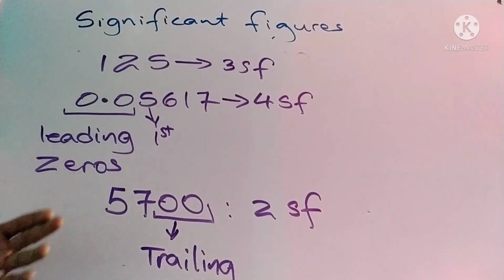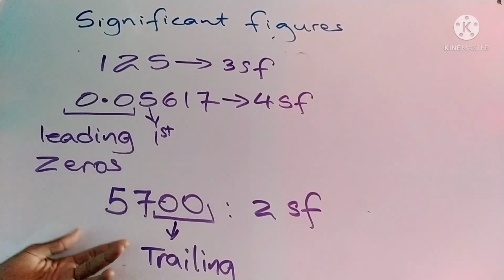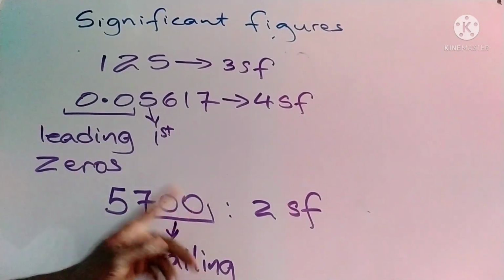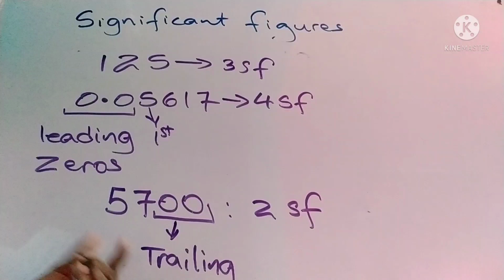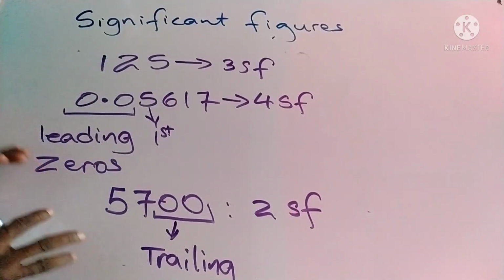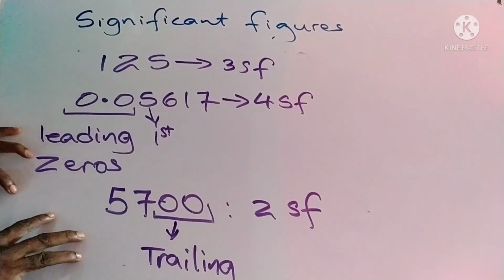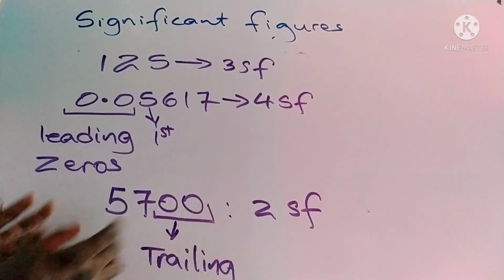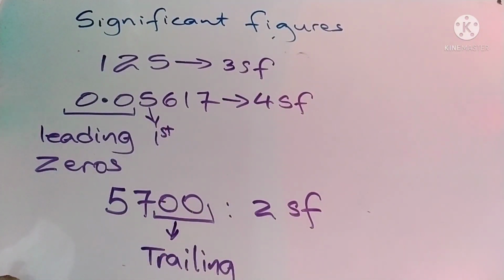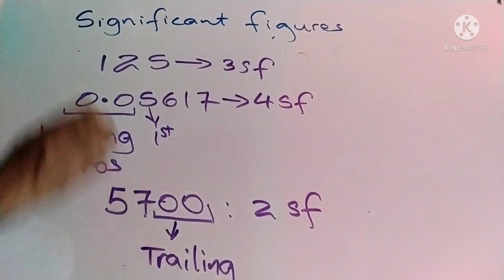Sometimes people might say, then why is it that if I take off the 0, it changes the value? Yes, it changes the value. But in terms of the concept of what a significant figure is, trailing zeros at the back are not significant unless there is a decimal point. So let us look at 2 situations.